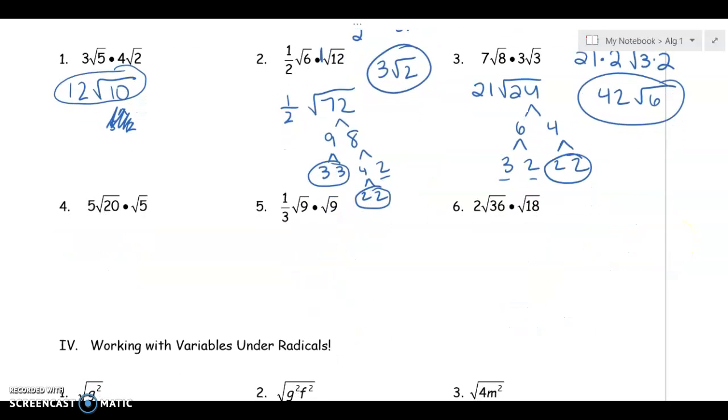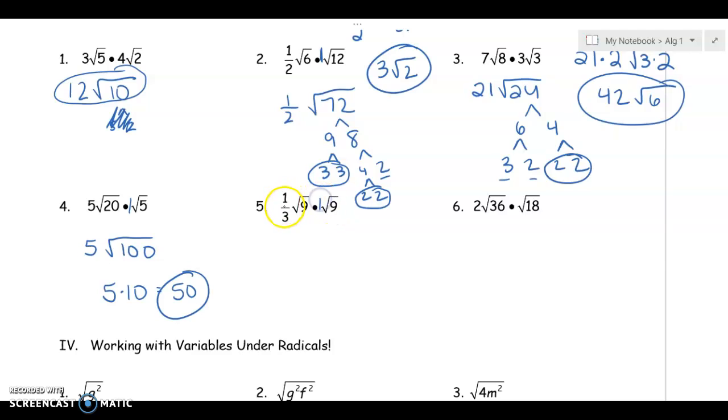Let's see. If you look at something like number 4, when you multiply the outside numbers together, there's technically a 1 here. So 5 times 1, you get 5. 20 times 5, you're going to get 100. Now, you could do a factor tree if you wanted to. However, 100 is a perfect square. The square root of 100 is 10. And there's still a 5 out in front. So we're really doing 5 times 10, which is 50. So look for those perfect squares so that you don't have to do factor trees.